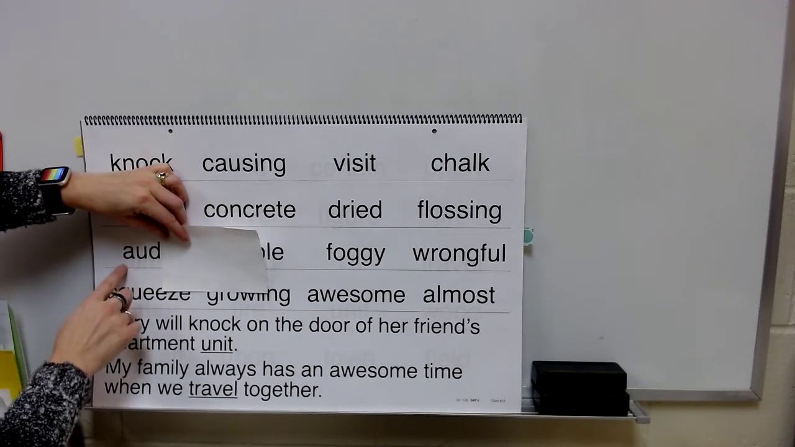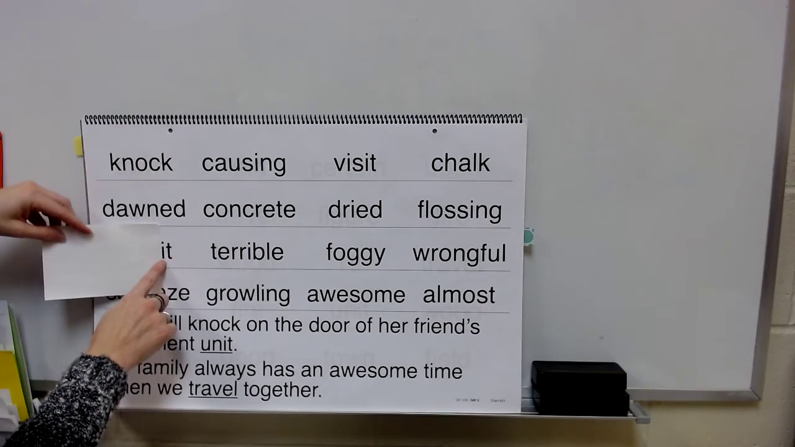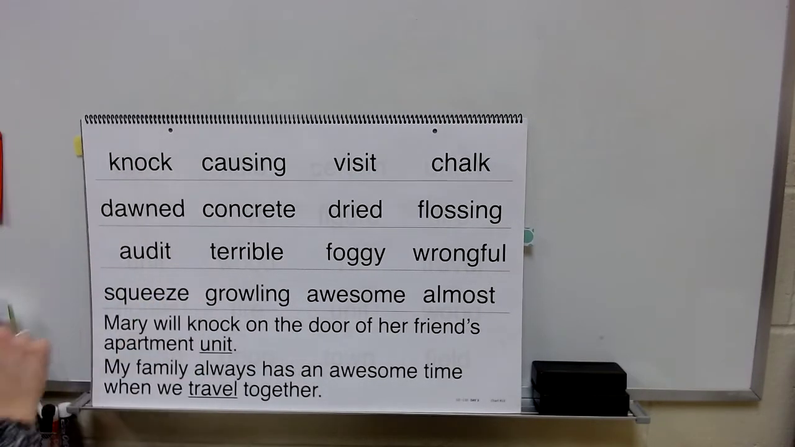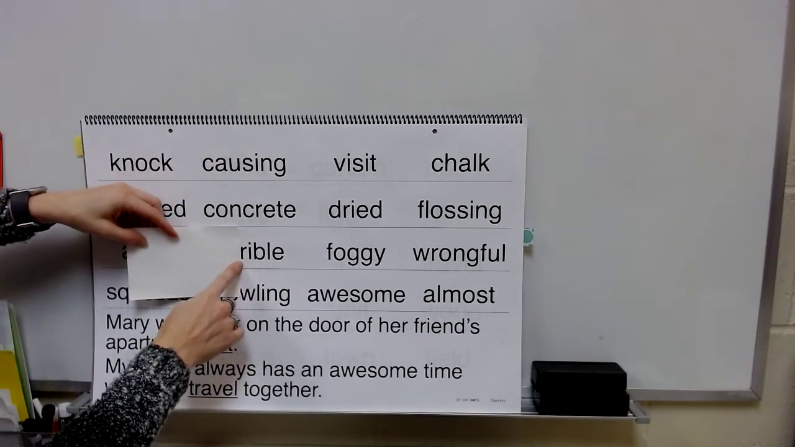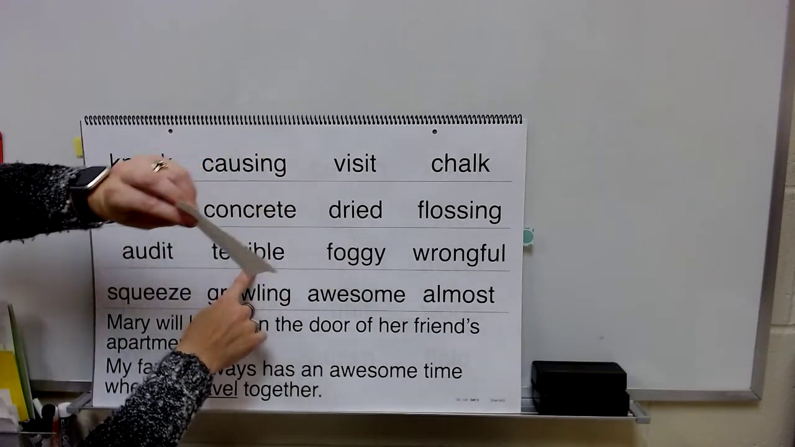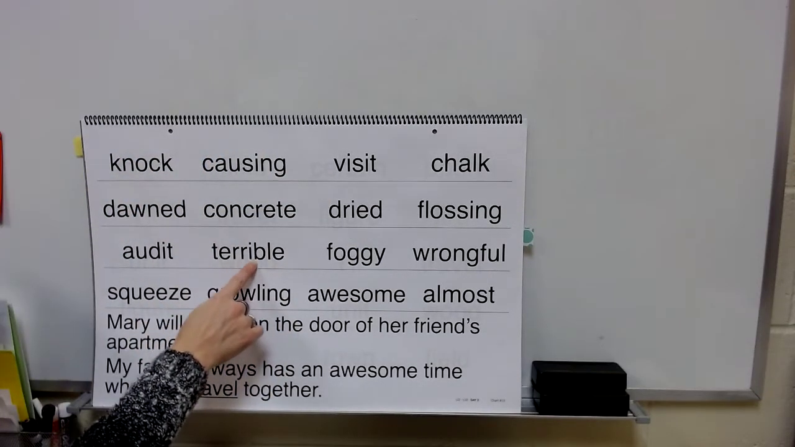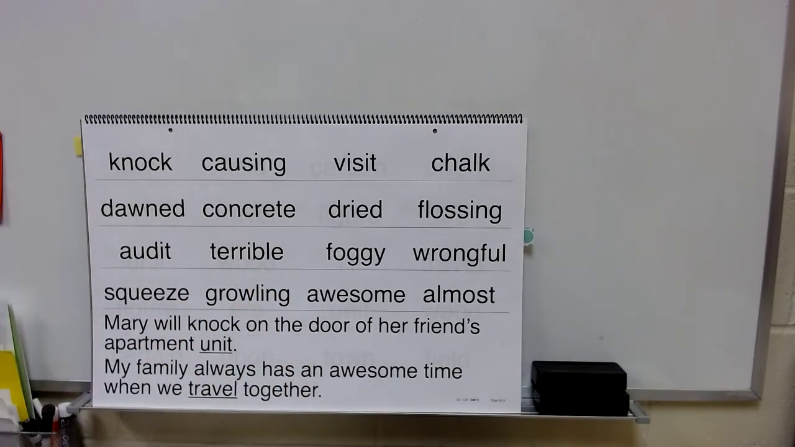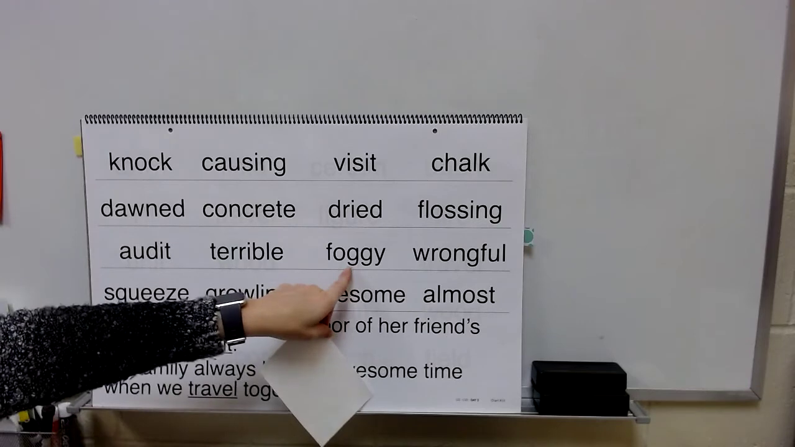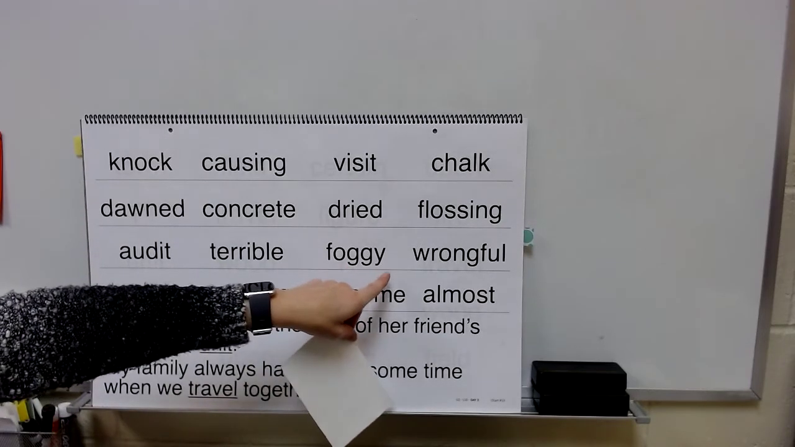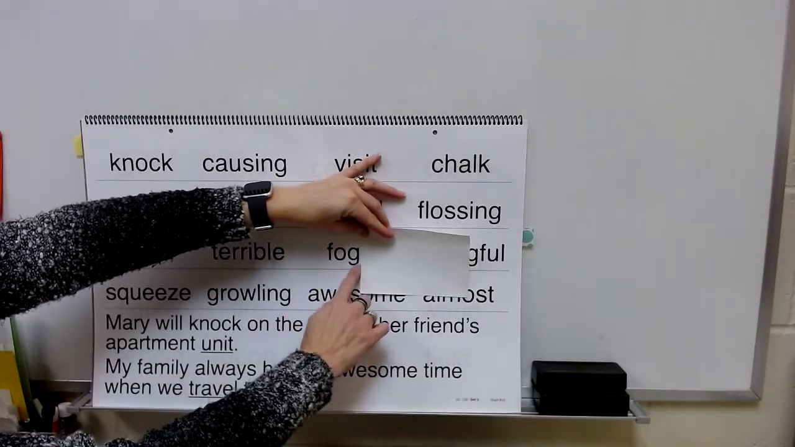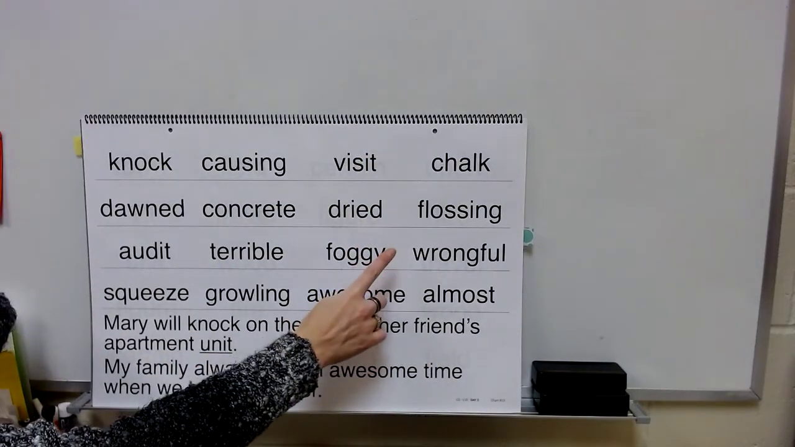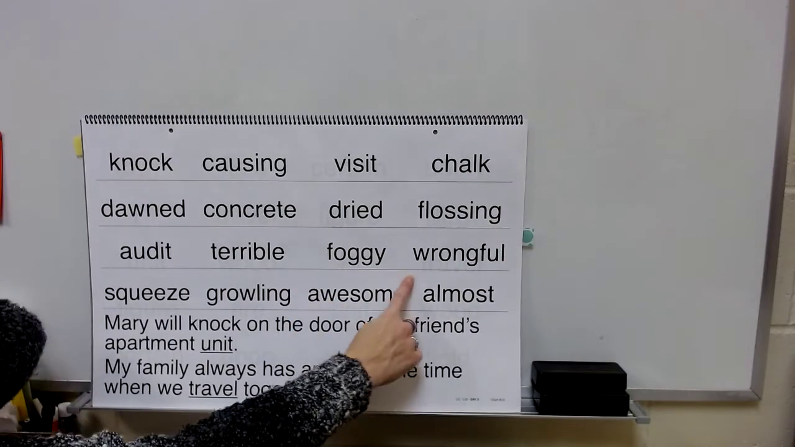Sound, syllable, odd, syllable, it, word, audit. Syllable, ter, syllable, ri, syllable, bull. Terrible. What word? Terrible. This word has a spelling change as well. To add the suffix, let's read the base word. Base word, fog. Double the consonant, add the ending E, word, foggy.